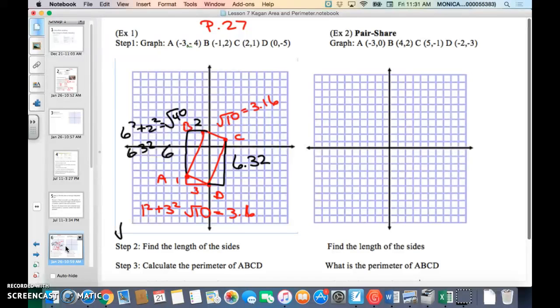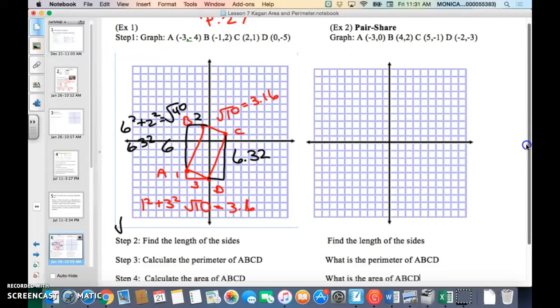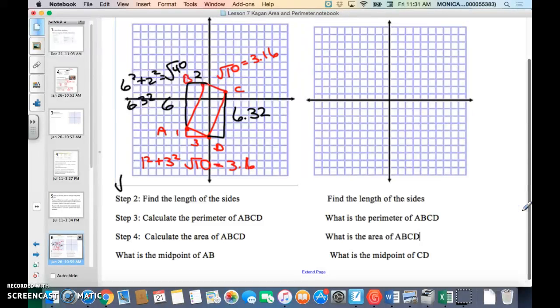So now the perimeter would just be to add up all those sides. So to calculate the perimeter, let's do this in green. I would add 6.32 plus 6.32 plus 3.16 plus 3.16. And you should end up with approximately 18.96. And again, you can have some leeway. It doesn't have to be exact. And if I want to calculate the area, I'm just going to multiply the short side by the long side. So 3.16 times 6.32. And you end up with 19.97.